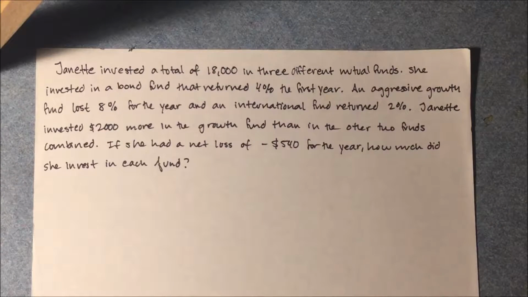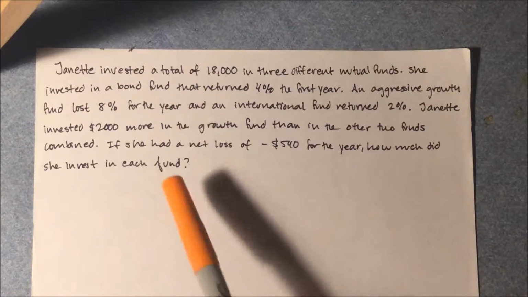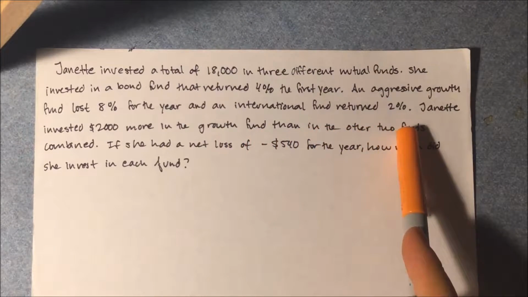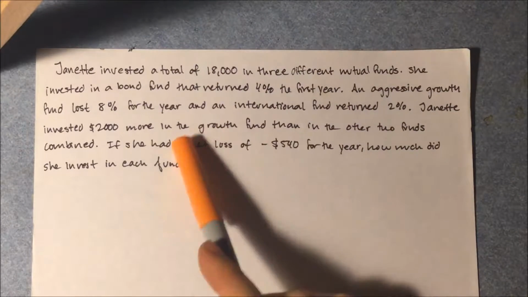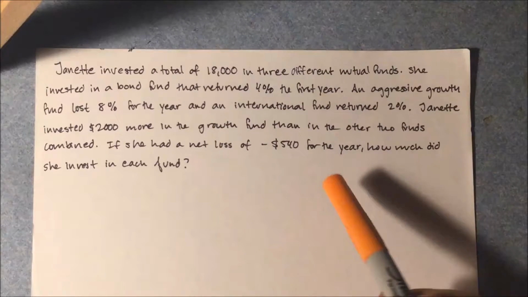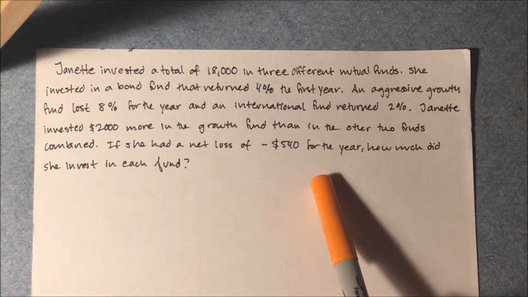Okay, so we have the word problem. Jeanette invested a total of $18,000 in 3 different mutual funds. She invested, and so on. And so this is a system of equations, and we're asked to write this in 3 variables. So since it's going to be 3 variables, that means I need 3 equations. So I'm going to pull 3 different equations from this.